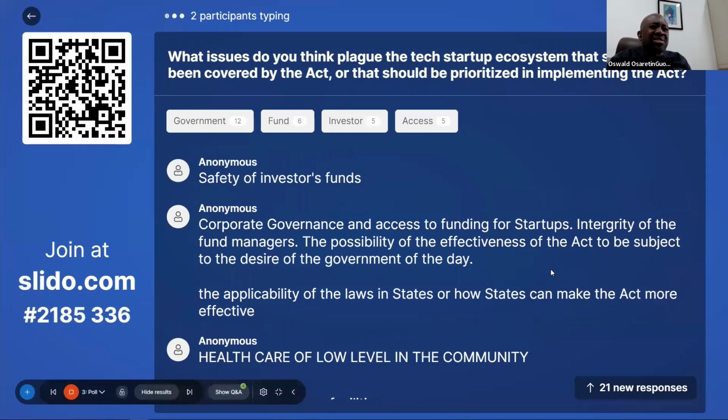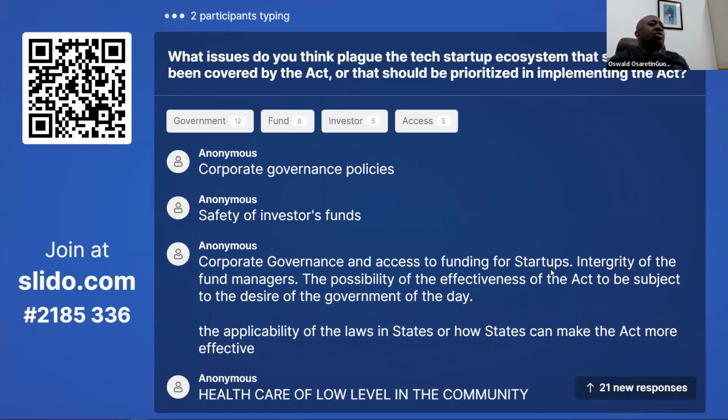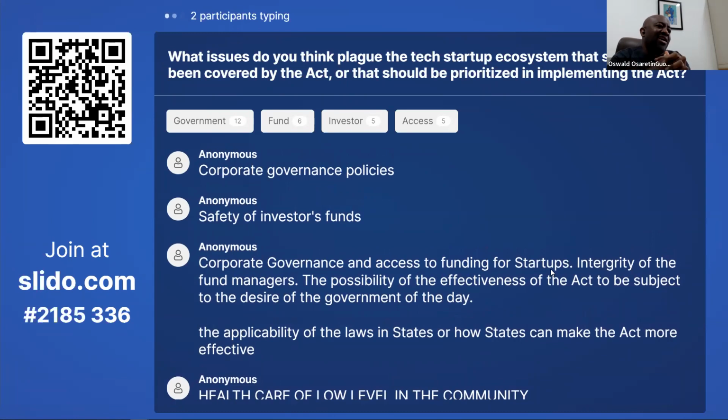This one, the applicability of laws in states or how states can make acts. I don't know what the person is saying here. But ultimately, a number of these things are covered. I think somebody earlier said cowboy, which is also very interesting.